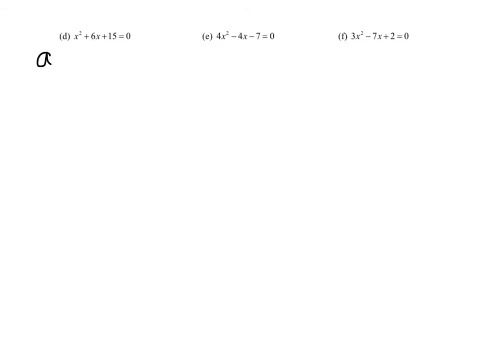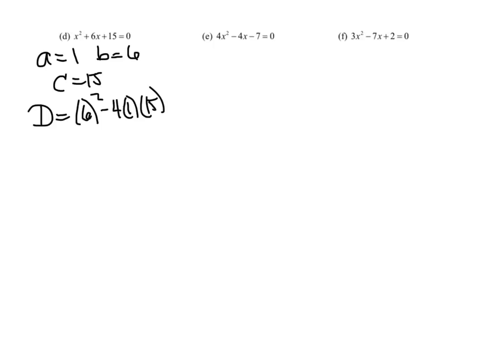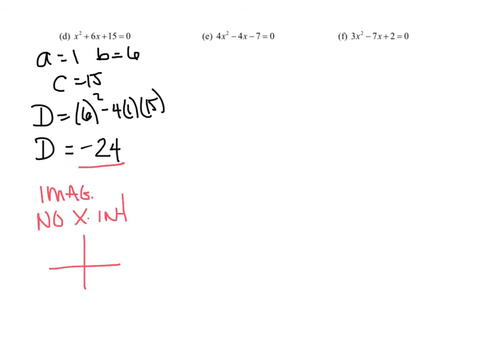Let's say our A is 1, our B is 6, our C is 15. So I'm going discriminant equals B squared minus 4 times 1 times 15. I get a negative 24. Negatives are my favorite ones, of course. The second I see a negative, I'm writing down the word imaginary. Okay, so it's not real, it's imaginary. And that tells me there are no x-intercepts. So that graph, if it's a positive x squared, it's smiling and it's completely above the x-axis.